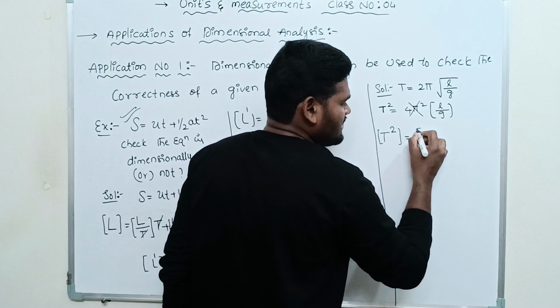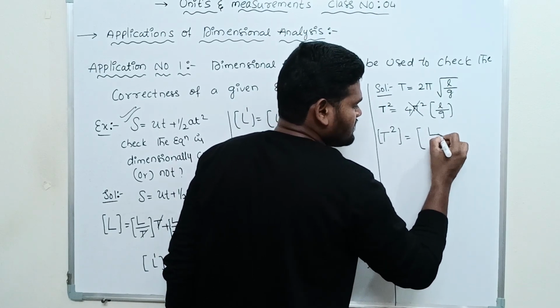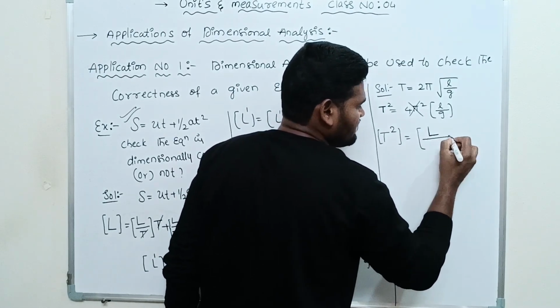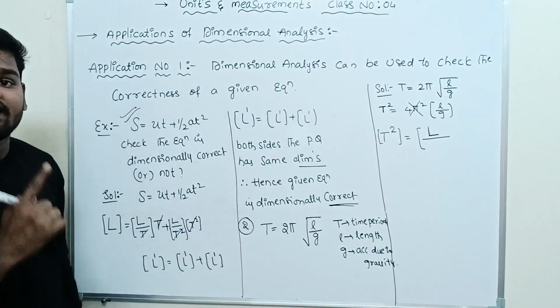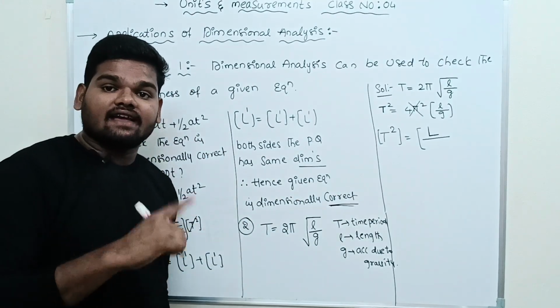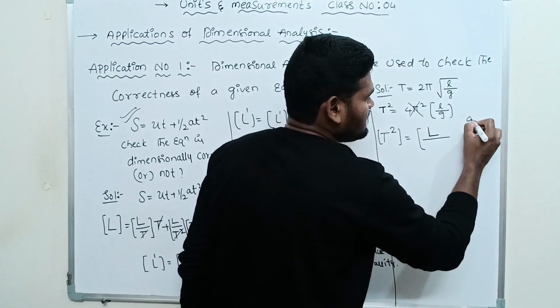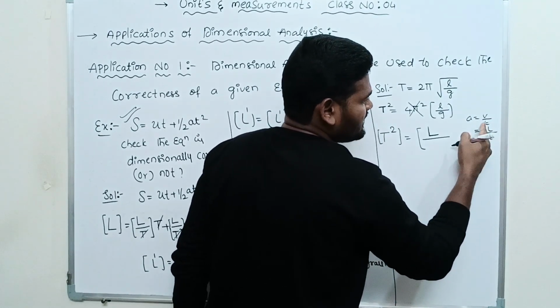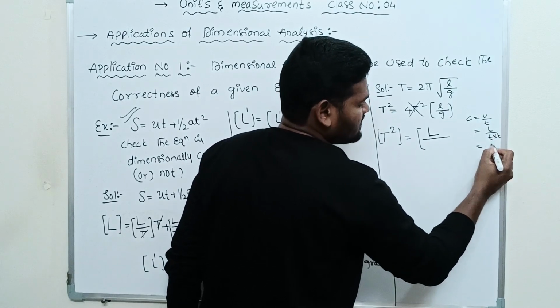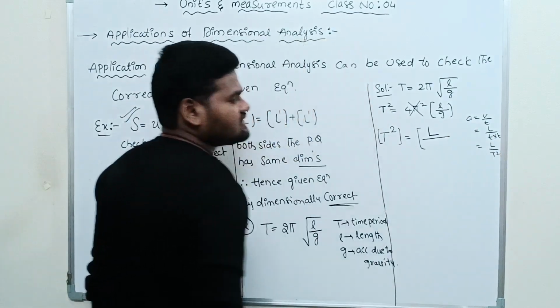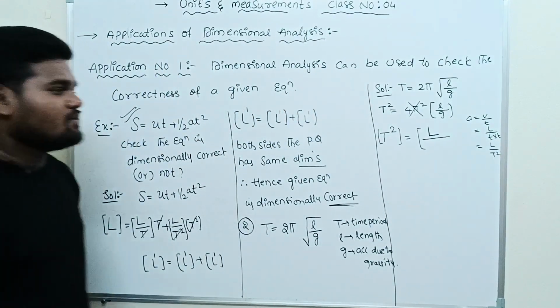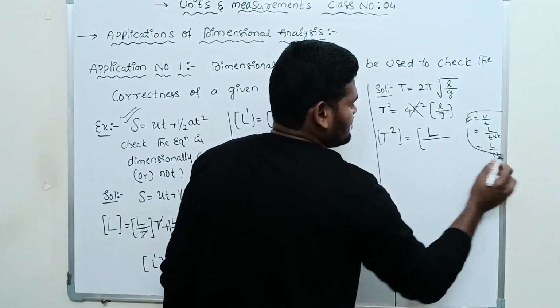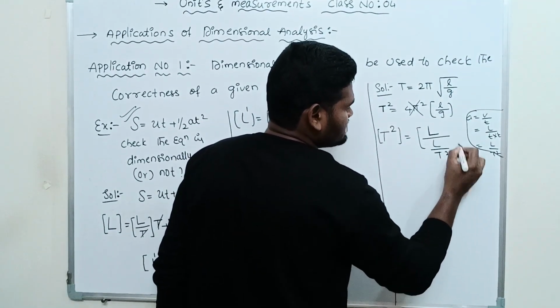What is L? L means length, its dimensional formula is capital L, divided by g. g means acceleration due to gravity. What is acceleration? Velocity by time. What is velocity? Distance by time. Already one more time is there, so T into T, T square. The dimensional formula for acceleration is L by T square. Are you getting? Okay.